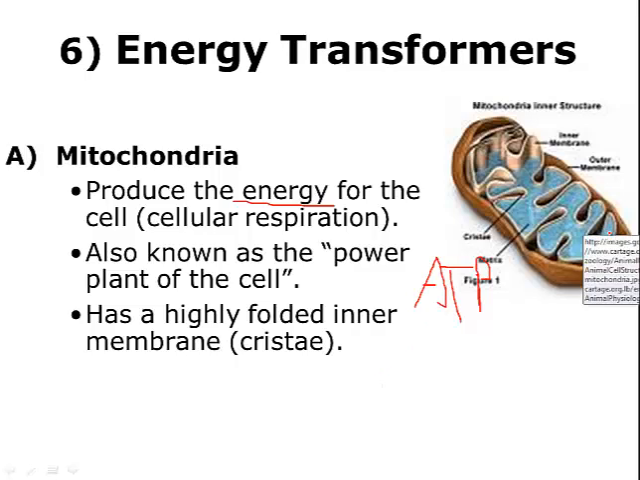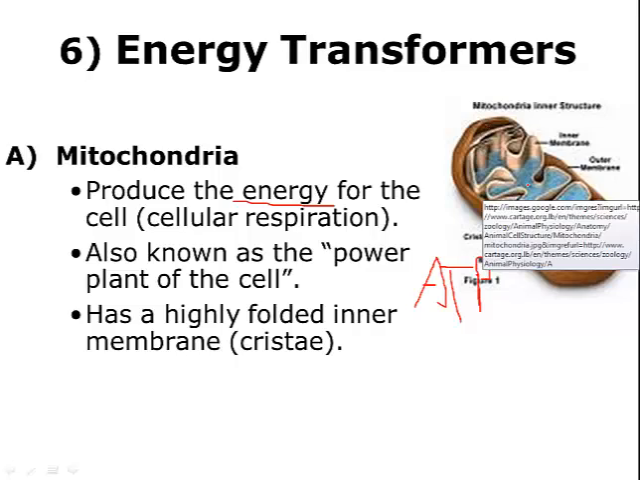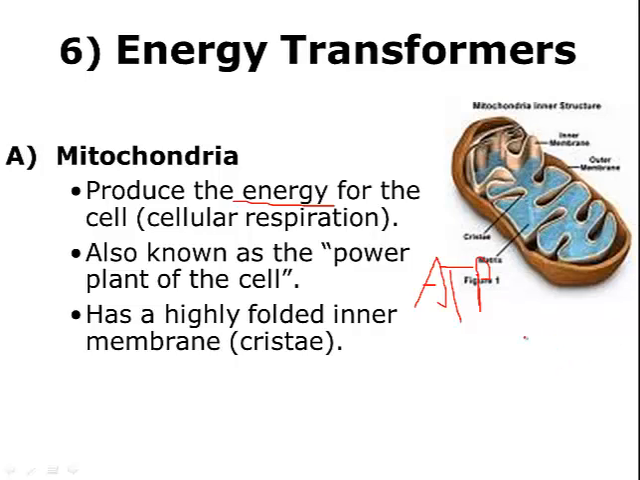These guys have a kind of a unique shape to them. They have an outer membrane, and then on the inside they have a highly folded inner membrane that goes in and out, and it actually gives lots of area for cellular respiration to happen, and that's why they have this unique structure to them.